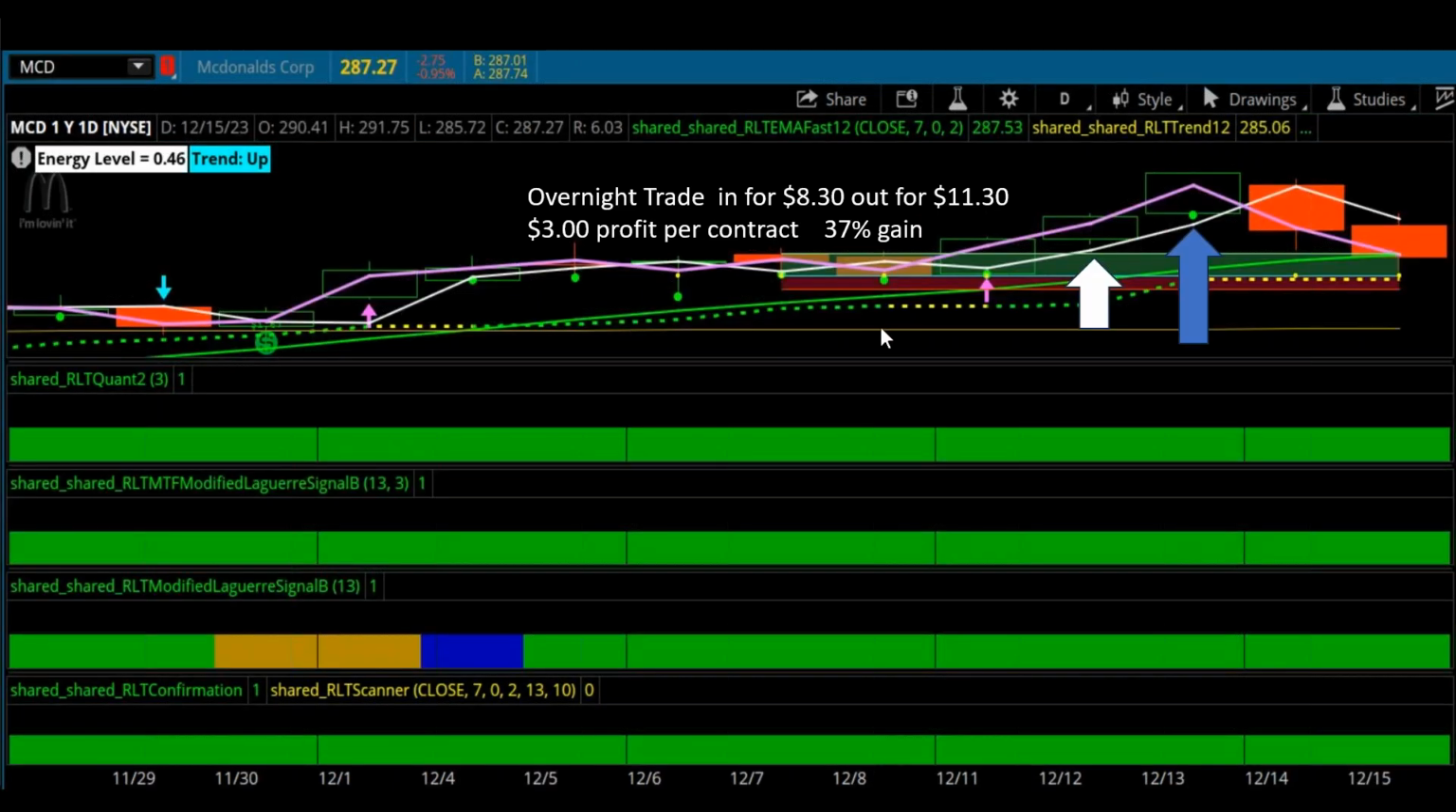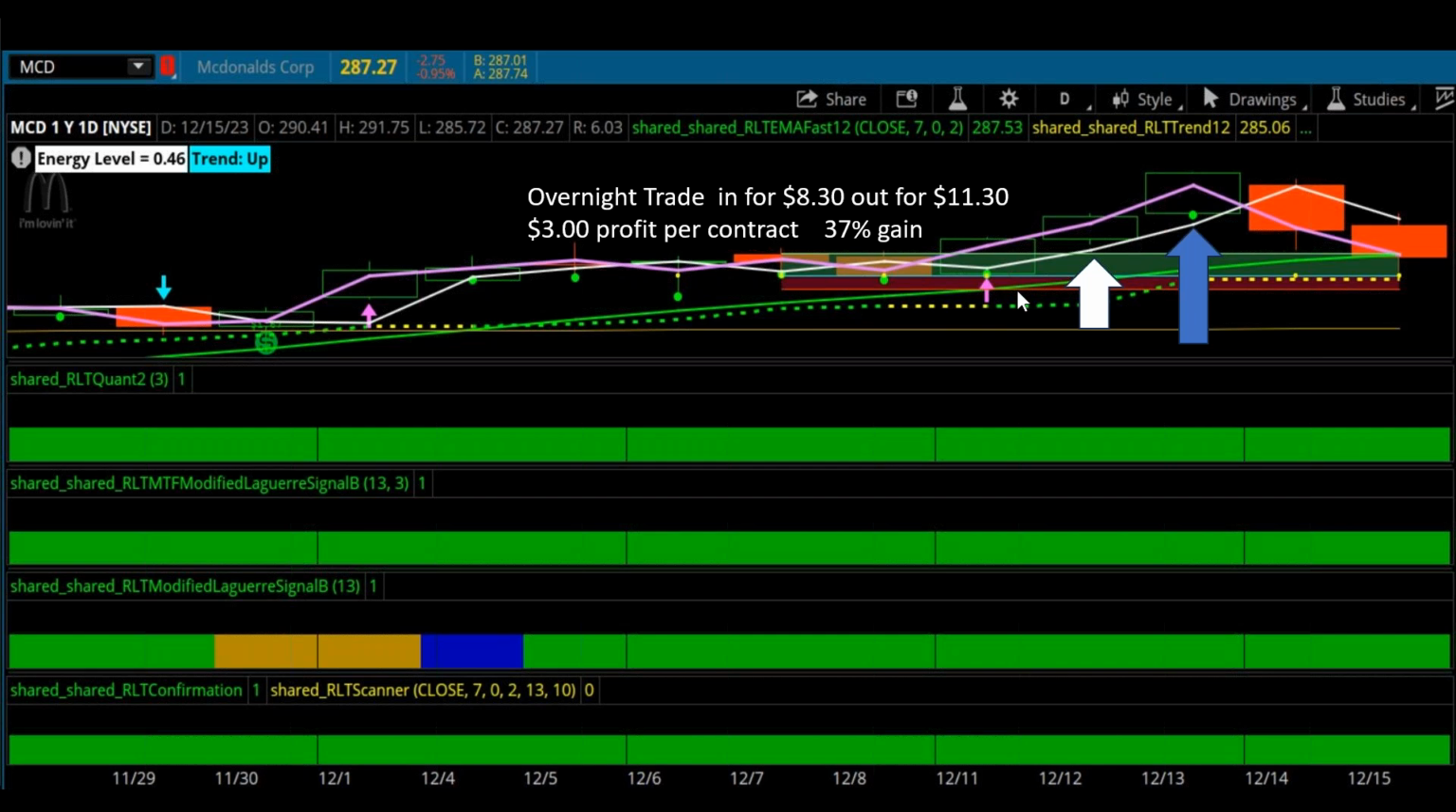Here's McDonald's. This was a nice overnight trade for a 37% gain. Everything's green in McDonald's. Now I don't enter it just because it's green. I need to see some technicals here. This is compressing. I'm not going to go ahead and take it when it's compressing. I'm waiting for a break.